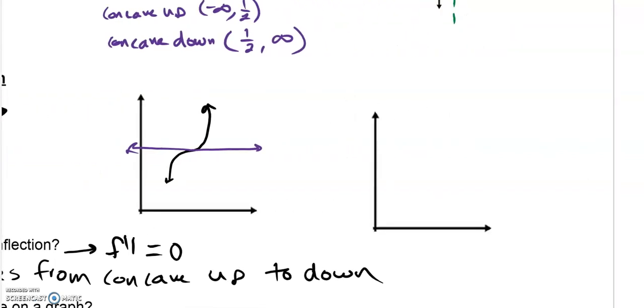And then the last way would be a vertical tangent. So it goes up to down. So right in here, where your first derivative is undefined, and your second derivative could also be undefined, or it could be 0 to identify that point of inflection. So three different ways that a point of inflection could look.